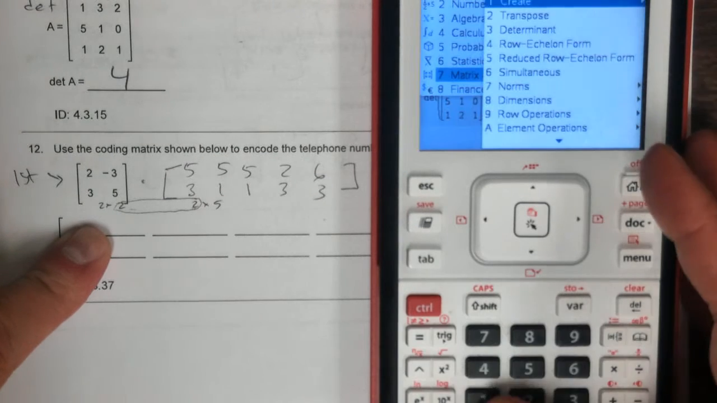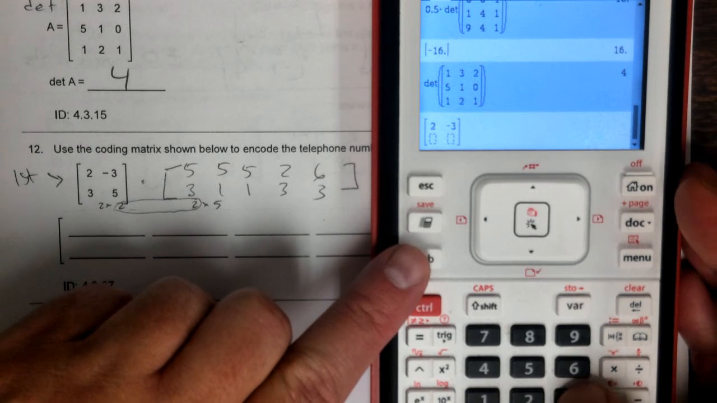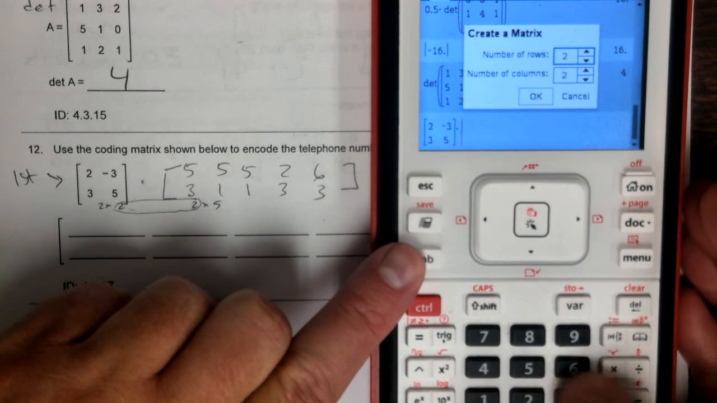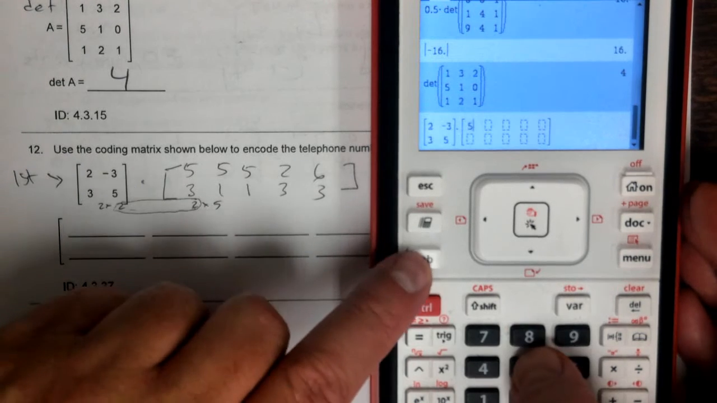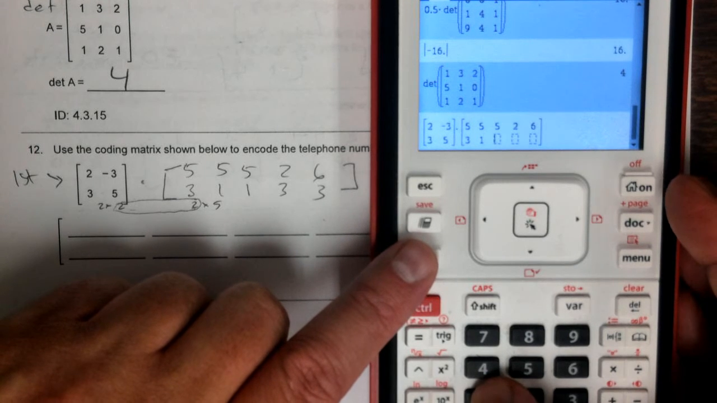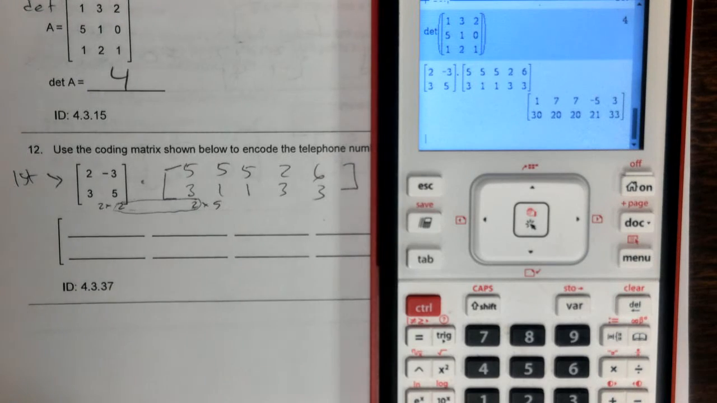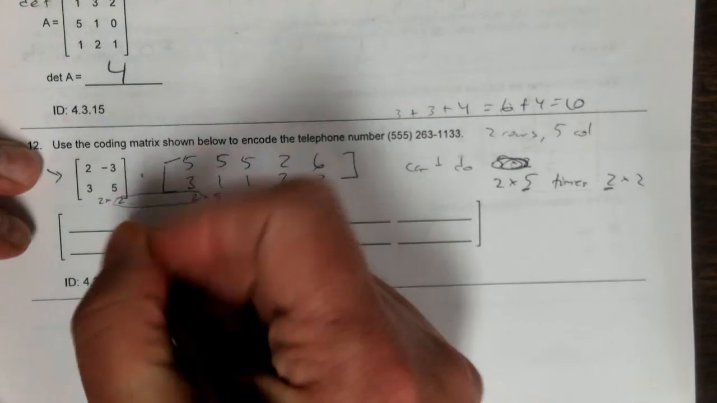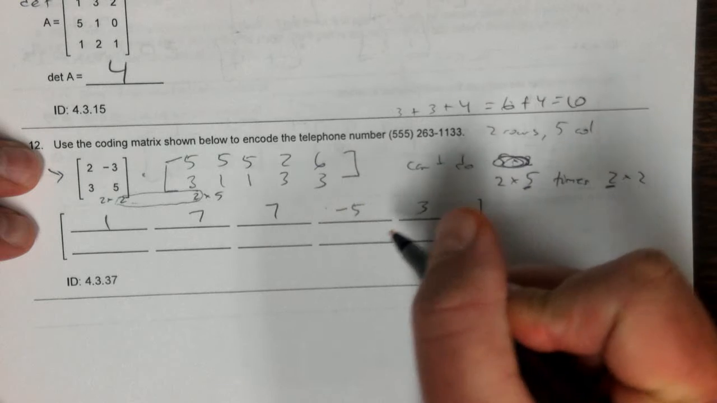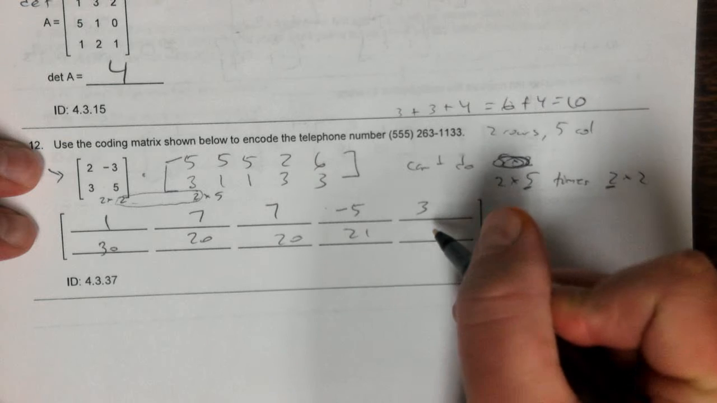Okay. So menu 7, 1, 1, 2, negative 3, 3, 5 times the matrix 2 by 5, 5, 5, 5, 2, 6, 3, 1, 1, 3, 3. And so then that's your answer. So 1, 7, 7, negative 5, 3, 30, 20, 20, 21, 33.